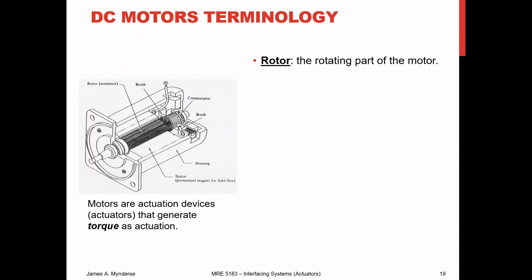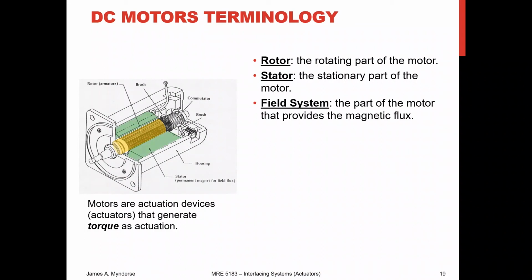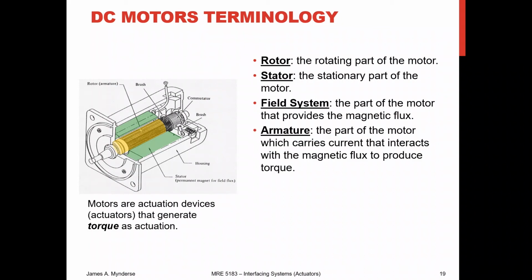So as I said, the rotor is the part that is rotating. The stator is the part that is stationary. The field system is what's generating the magnetic part. Again, it could be coming from a permanent magnet, or it could be coming from an electromagnet. It could be either way, just as long as it's generating a field.